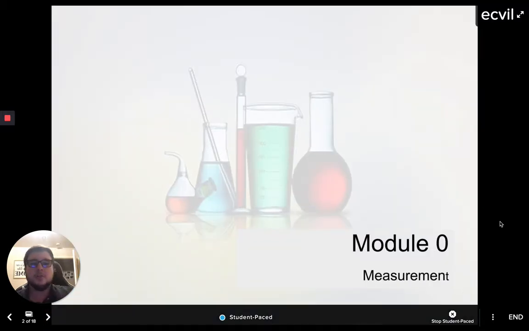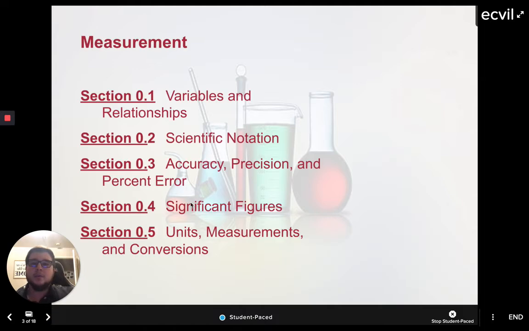So we are still in Module 0, and this is still measurement. And today we are in section 0.3, which is accuracy, precision, and percent error. It sounds like a lot, but really it's not a whole lot. As you can see down here, it's about 18 slides, so we'll get through it fairly quickly.